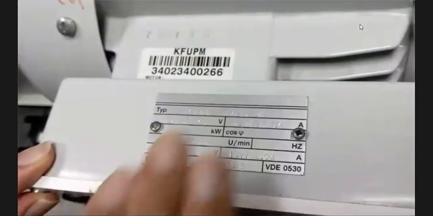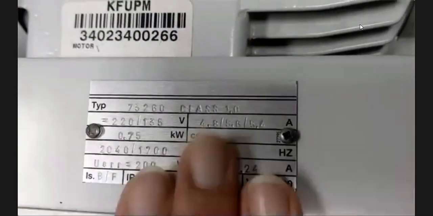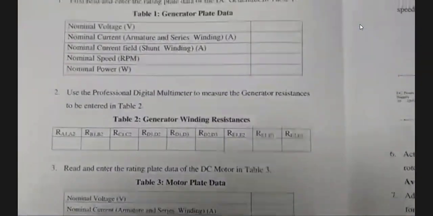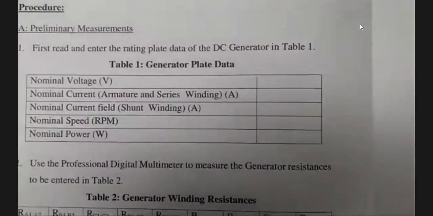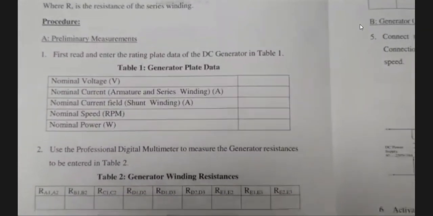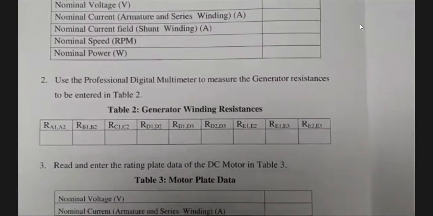This is the nameplate of the machine, and we will fill a table later on. So basically, based on this nameplate, we are going to fill in the manual. We are going to fill this table 1, generator plate data. Okay, this will be filled based on that nameplate. Then we have generator winding resistances.